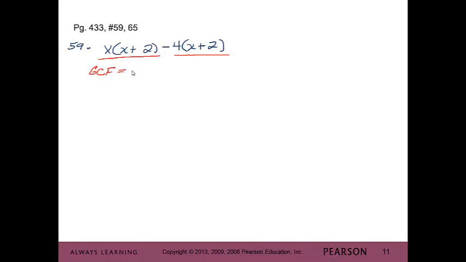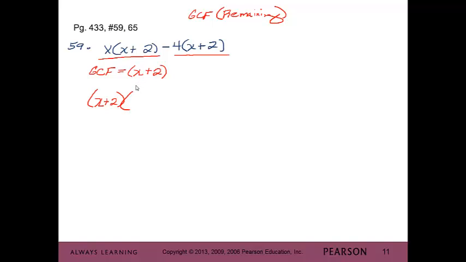That would be the x plus 2. So I'm going to write it with the parentheses. I see the x plus 2 repeating, so that is my GCF. So when I write my GCF, I have my x plus 2. Remember, when you write it, you always have GCF, parentheses, and then you got to tell me what is left over. That's your remaining. So I'm going to open a parentheses.